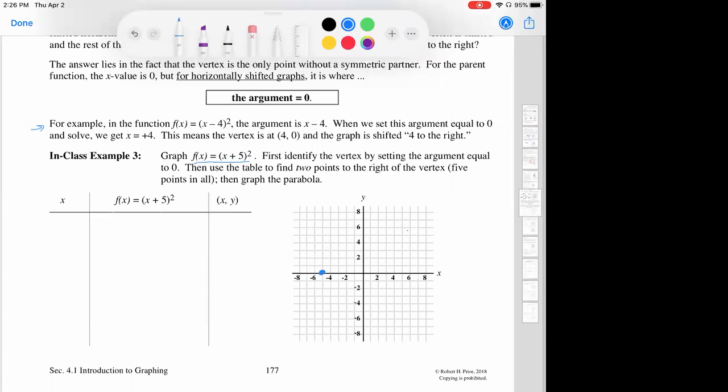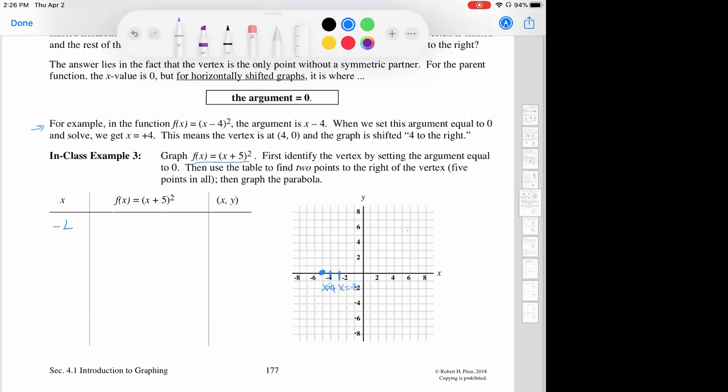So I want to be lazy, right? That's the whole point. So let's go ahead and test x = -4, and x equals -3. That'll give me a point that's on this side and a point on that side. And then I can reflect them over.